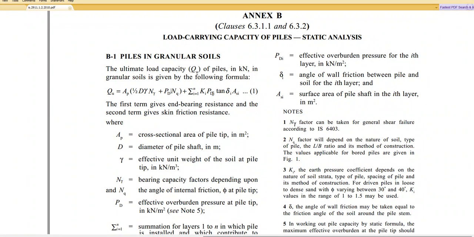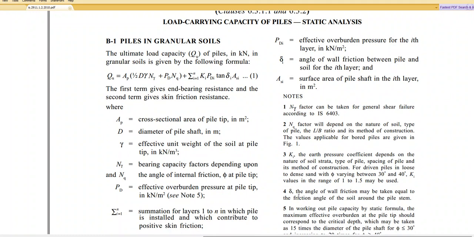Then we have PDI, we have already discussed. See delta, although this code is saying that angle of wall friction may be taken as equal to the friction angle of the soil around the pile stem. What is the friction angle? Friction angle is nothing but phi. Okay, this friction angle is phi, and this delta is the wall friction.